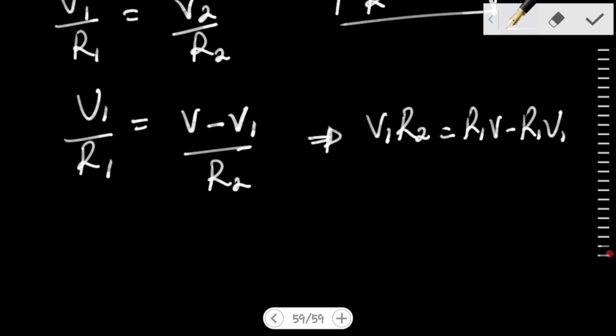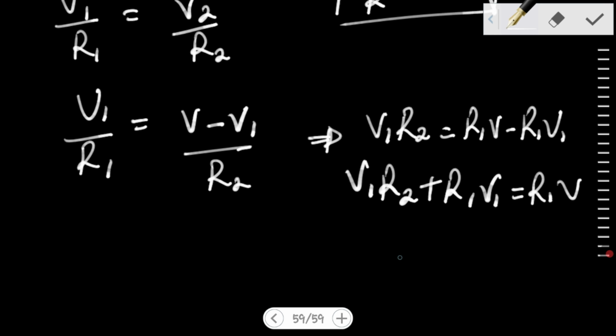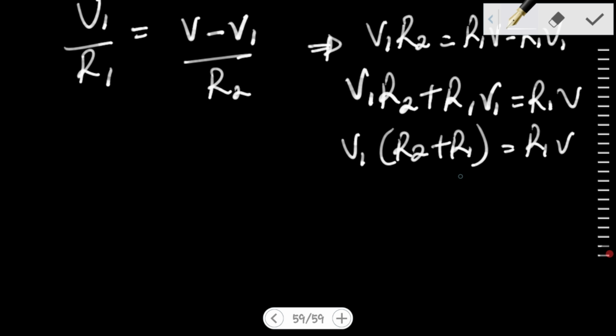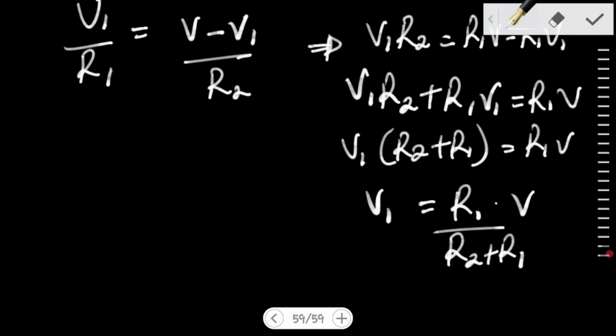What we need here: we bring this side over, so we have V1 R2 plus R1 V1 equals R1 V. If we factorize out V1, V1 times R2 plus R1 will be equal to R1 V. That means V1 is equal to R1 over R2 plus R1, multiplied by the total voltage.